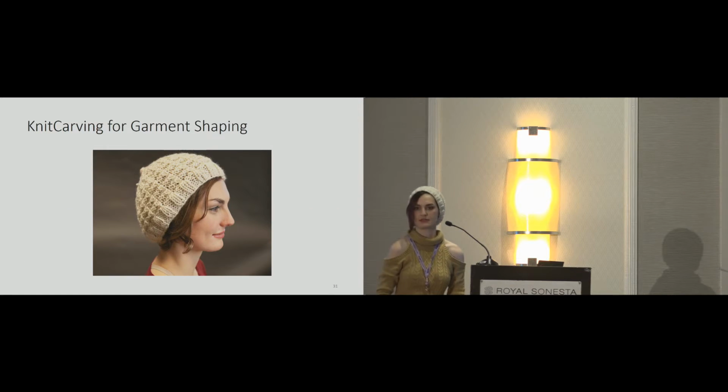And if I start to play with these samples and narrow selectively, starting at the bottom, only narrowing a little bit, and then narrowing as I go up more and more, you can start to change the shape of the different knitted objects, which is how you get something like the hat I'm wearing and pictured here.